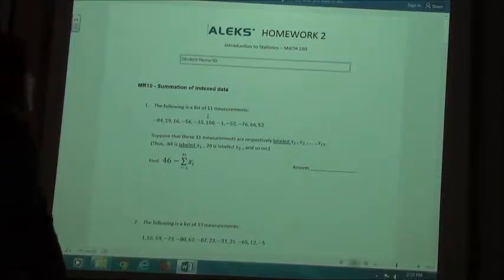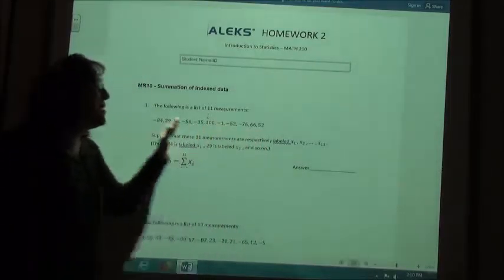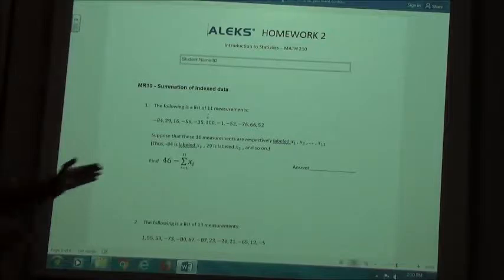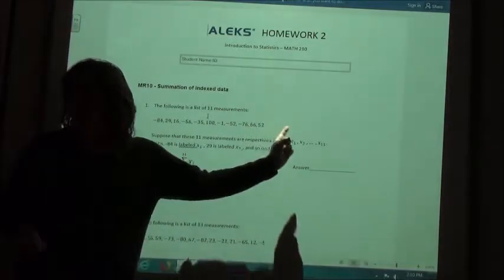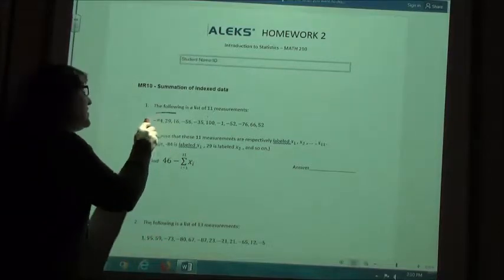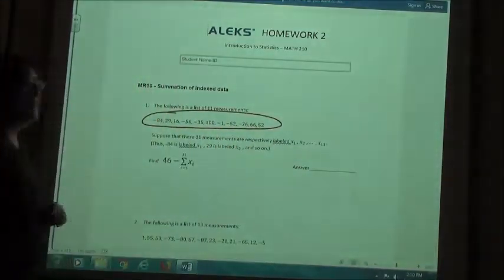I forgot. I have to use these numbers here because they gave me numbers that I'm supposed to use. If they're not assigned numbers, you just go from 1 to 11. But in this case, they assigned us that we were supposed to use these numbers up here. So really what we're going to do first is find the sum of all of these numbers that are listed here.